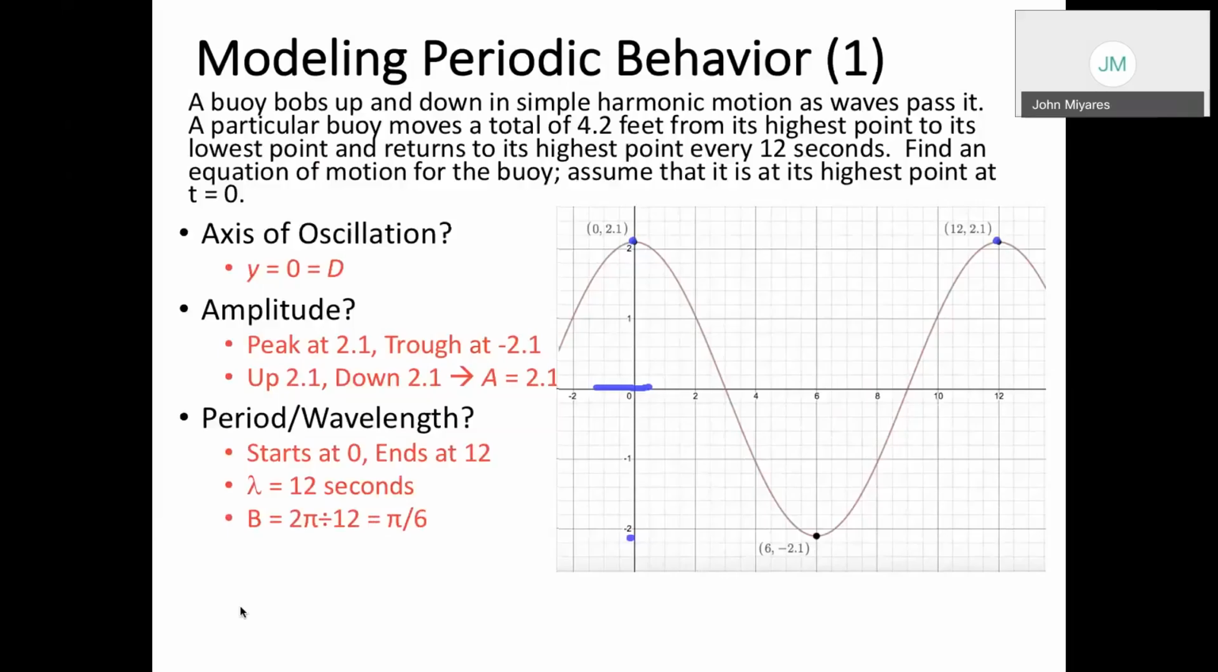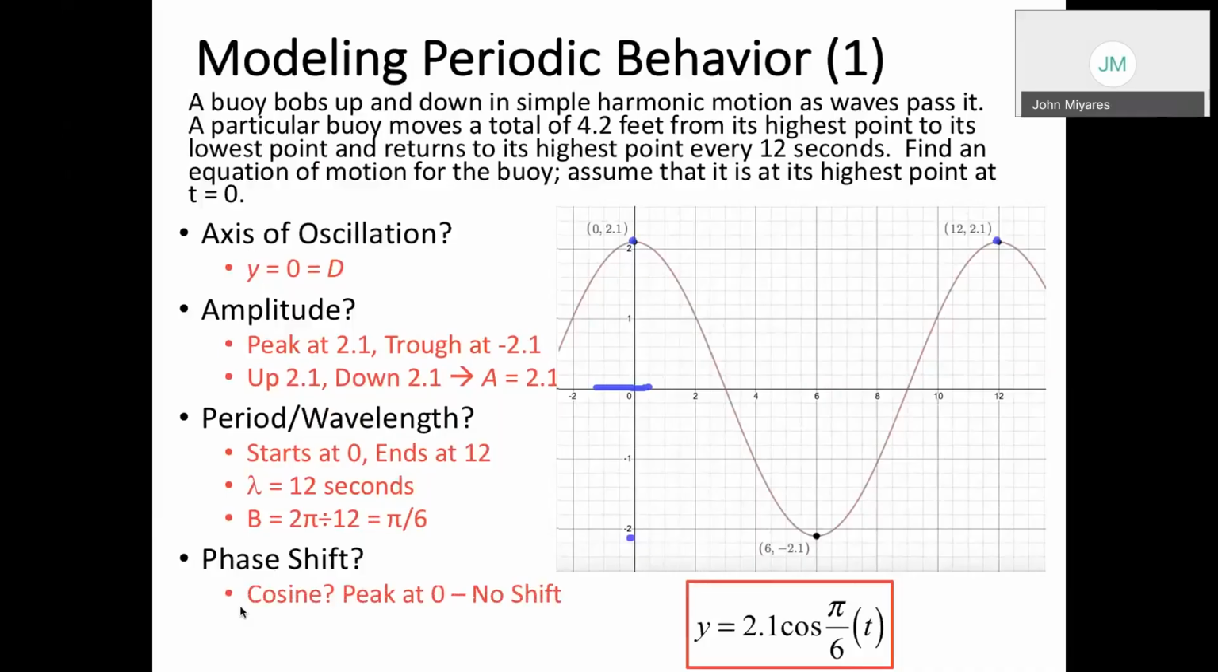Finally, we need to look at the phase shift. Seeing that this graph has its peak when x equals 0, we can just call it a cosine wave with no shift to it. So putting this all together is going to give us a function y equals 2.1 times the cosine of pi over 6 t. 2.1 comes from the amplitude, pi over 6 comes from taking the 2 pi over 12 in our wavelength. And by using cosine, there is no phase shift. By saying our axis of equilibrium is at y equals 0, there's going to be no different d value either. So this function here is our final answer that will model the motion of this buoy.